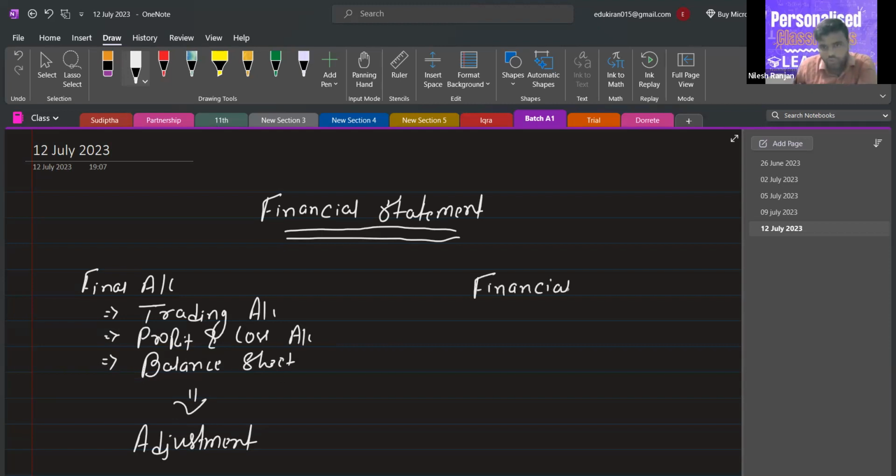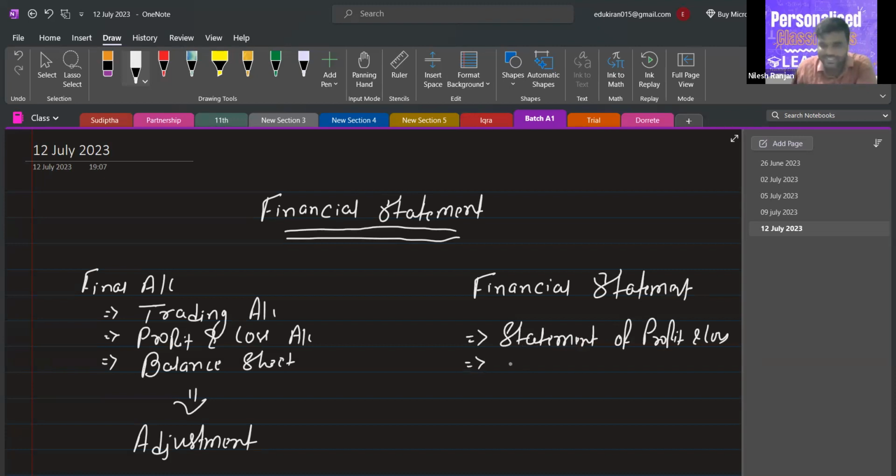In this, there are only two components. The first one is the statement of profit and loss. And the second one is balance sheet. Okay. So there are two components in financial statement that we have to study. The first one is statement of profit and loss. Then second one is balance sheet.